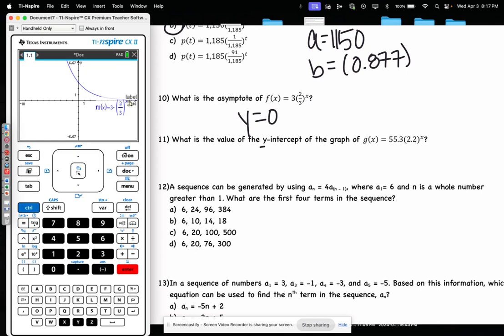What's the value of the y-intercept? That's going to be your A. So this is a very straightforward question, 55.3.